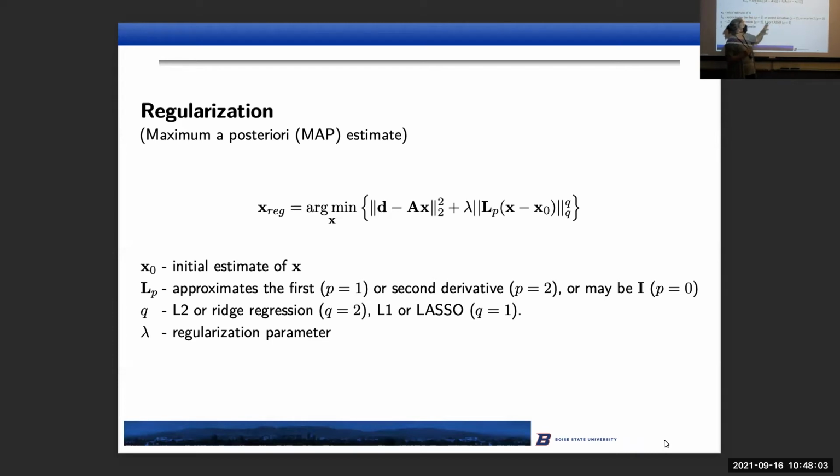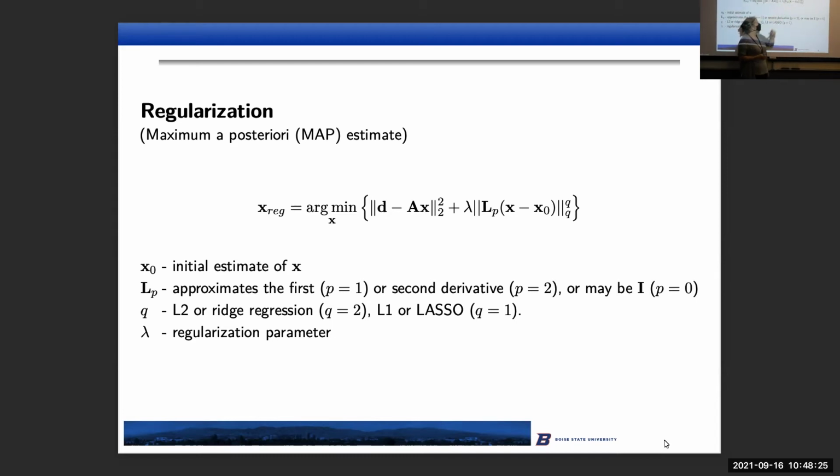When I add this regularization term, one of the things I can do is add an initial estimate of what I think the image looks like. Now, this will be different than the data, and it depends on the application you're working in.